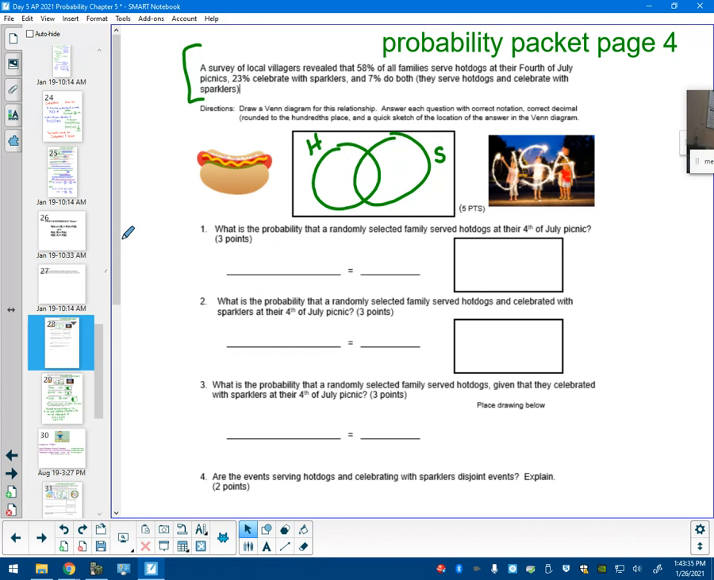We're going to pick somebody randomly to read to us what's going on here. And that person is, we have not heard from Tyler. Tyler, why don't you read for us? Survey of local villages revealed that 58% of all families still have hot dogs at 4th of July picnics. 23% celebrate with sparklers and 7% do both. All right. So what number should I place into my Venn first? Oh, I picked Philip. Philip? All right, Mr. Nelson, what number should I place first? 58%.